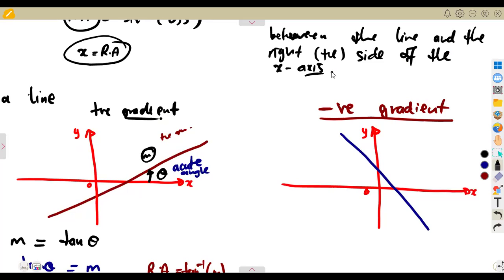Always, it must be the positive side, the right side. So this is the line between this line and the right side of the x-axis. This is the right side, all right? So this is your angle, this one. As you consider this angle that we are talking about, between the line and the positive side, which is the right side of the x-axis, let's say this is our theta.